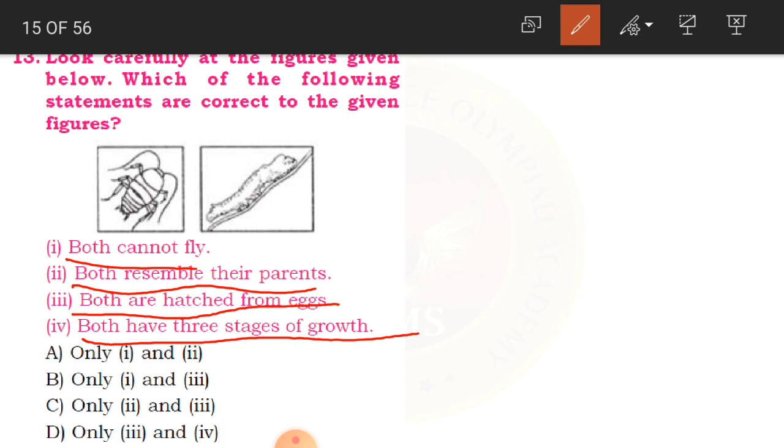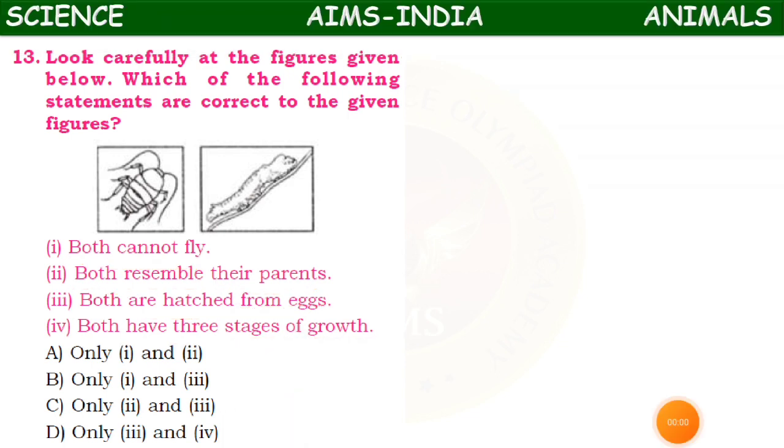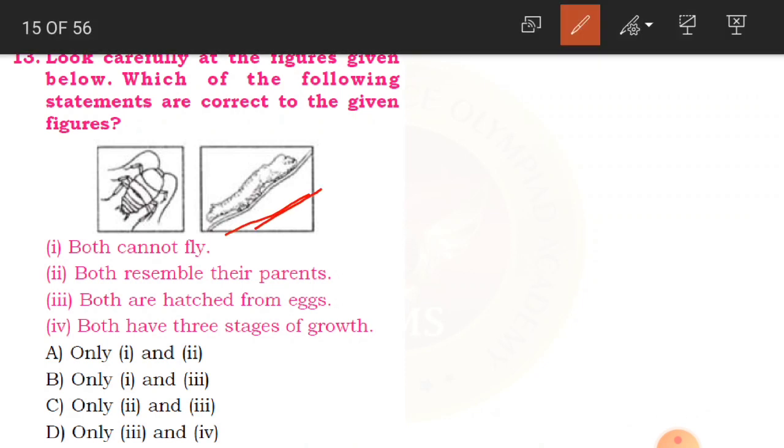Okay, see here. If you see children, this picture is of the baby cockroach. Okay, so this one is of the question children. Look carefully at the figures given below. Which of the following statements are correct to the given figures? Here if you can see children, you are having two insects here. One is a cockroach, the other one is the larva, that is the caterpillar. Okay, here see these two. So we have to identify which statements are true. We have got 4 statements, and from that we have to identify which statement is true with particular of these animals. Okay children, and the first statement is both cannot fly.